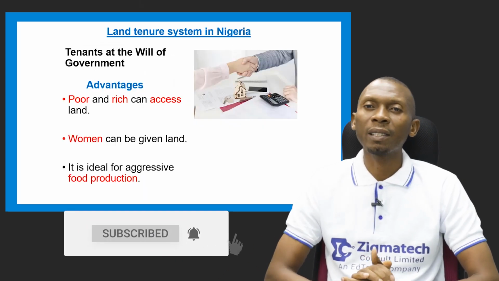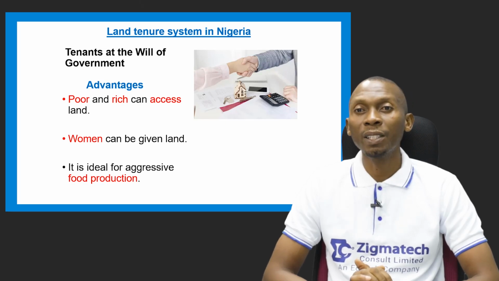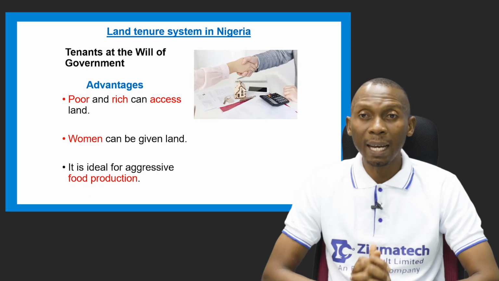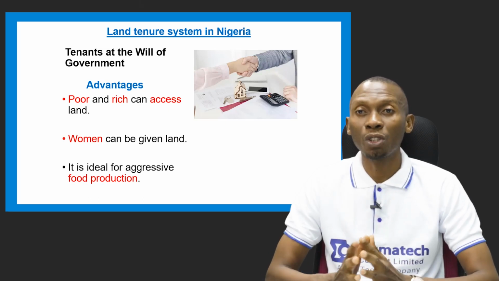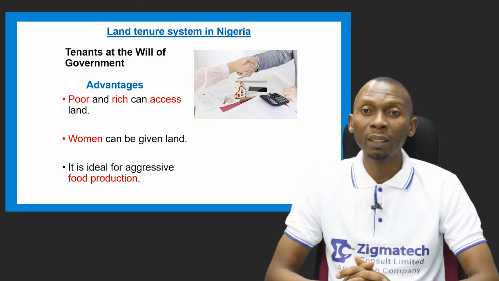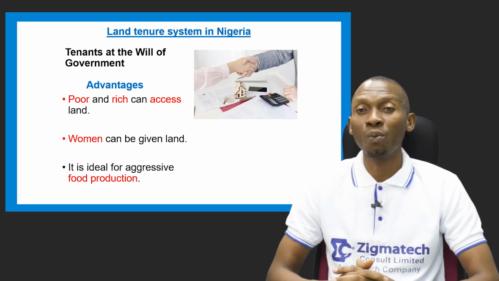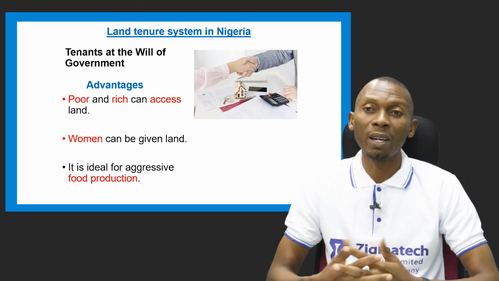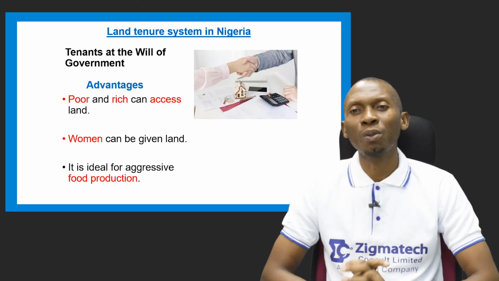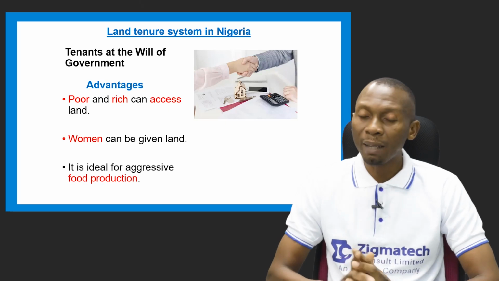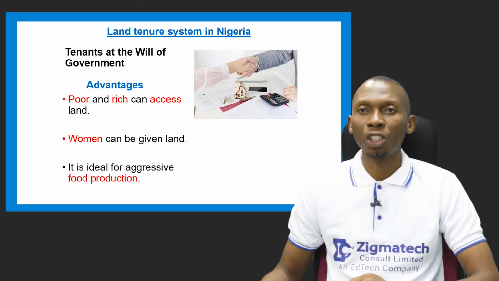It has its advantages and it also has its disadvantages. So what are the advantages? The poor and the rich can have access to the land because they just pay a little token to get access to a portion or a piece of the land which is owned by the government. Then women can also, in this case, there's no gender bias here. Women can be given land to carry out their farming practices as well. And it's also very ideal for aggressive food production. A lot of food production can be obtained from this system of land ownership.